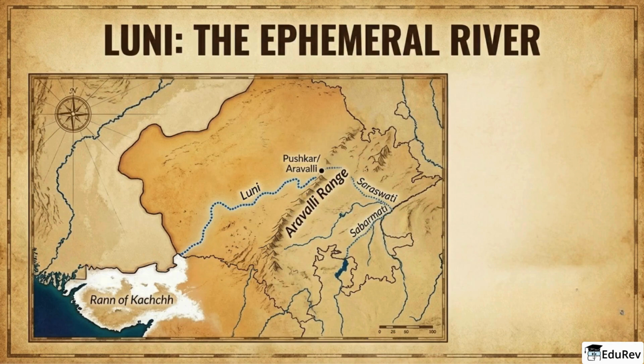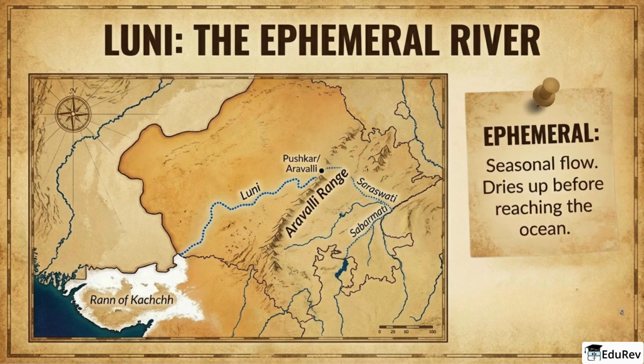Now to the desert system. Luni, the ephemeral river. Ephemeral means exactly what you should write in an answer. Seasonal flow. And it dries up before reaching the ocean. Luni is the largest river system of Rajasthan, west of the Aravalli.